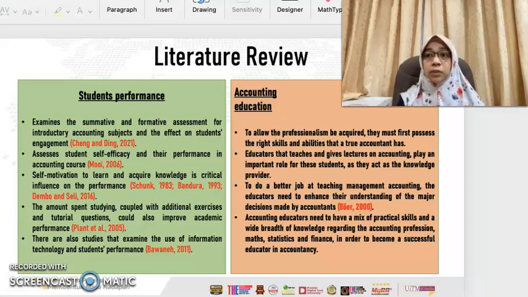With regard to accounting education, to allow professionalism to be acquired, students must first possess the right skills and ability so that they can become true accountants. Therefore, the educators, or the lecturers who give lectures on accounting, play an important role for these students, as they can act as a catalyst and knowledge provider. To do a better job in teaching management accounting, educators need to enhance their understanding of the major decisions made by accountants. They have to have a mix of practical skills and a wide breadth of knowledge regarding the accounting profession, including, among others, math, stats, and finance, in order to become a successful educator in accounting education.